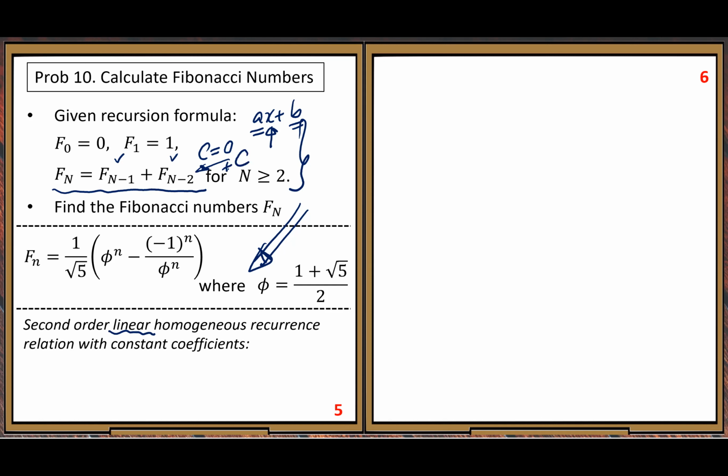Then, a recurrence relation with constant coefficients. The coefficient for the first f term is 1, and the second f term is also 1. So those are constant coefficients. You can see that's the reason we have a long name for this question type.